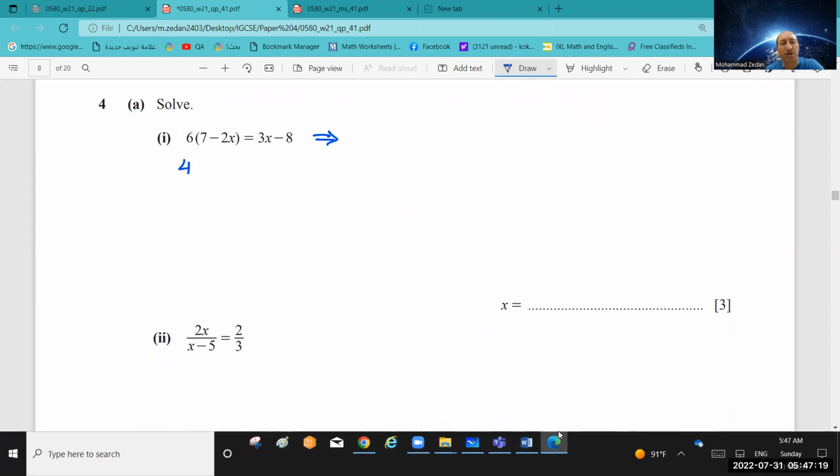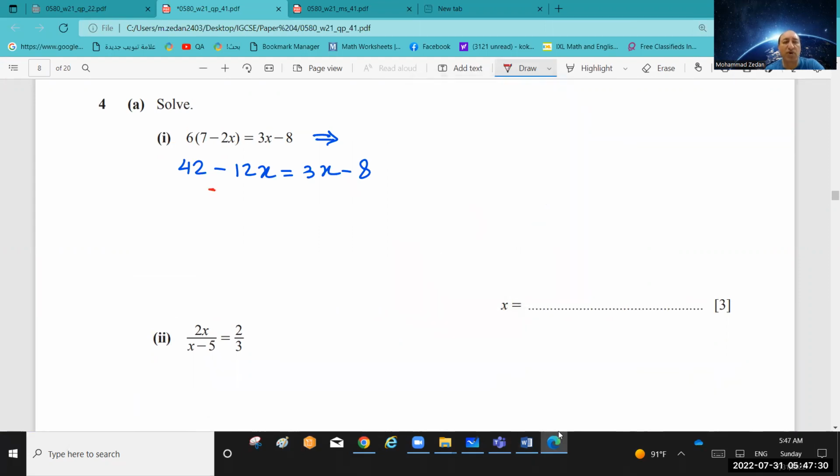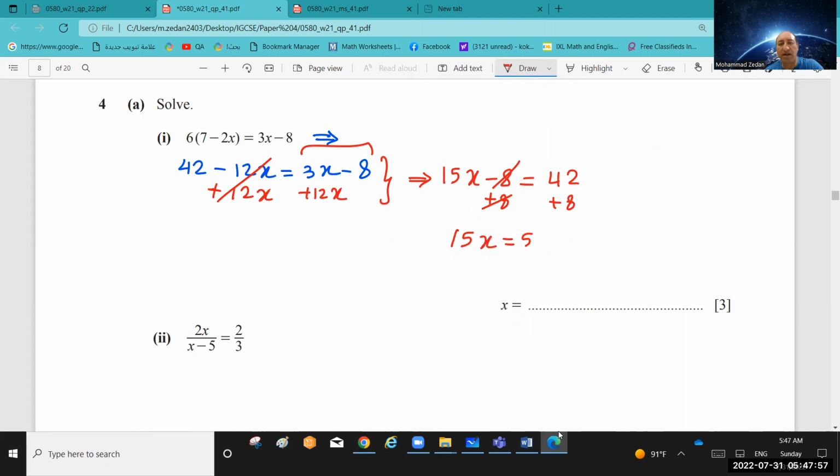6 times 7 is 42, minus 6 times 2, 12x, is equal to 3x minus 8. If you have x's on both sides of the equation, I prefer to remove the smaller one. I mean, just add 12x here and 12x here. Now the x on the left side has vanished. Start with this side now. 3 plus 12 is 15x minus 8 is equal to the other side, 42. Now by adding 8, very easy. So 15x is equal to 50, and then divide by 15 each number.